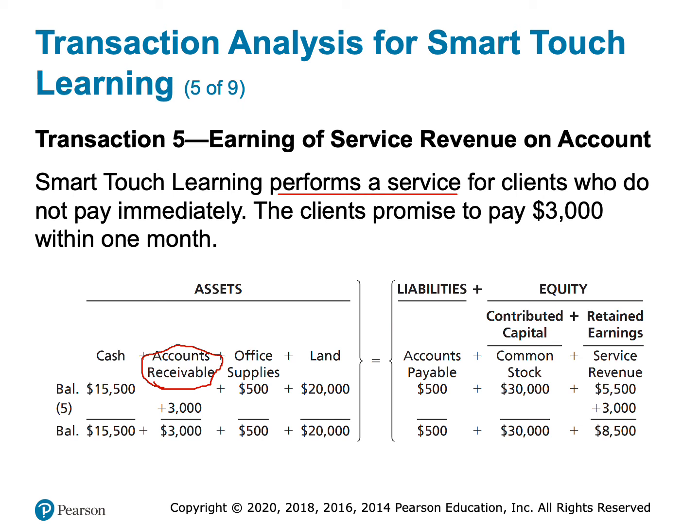So you have to figure out who you are in this scenario. If you are the buyer, then on account means it's an account payable. If you're the seller, then on account means it's accounts receivable. Okay.